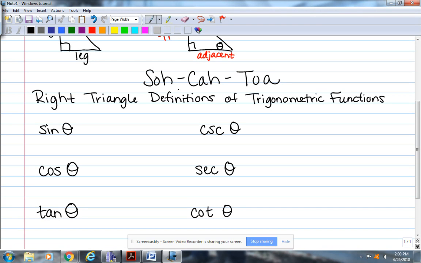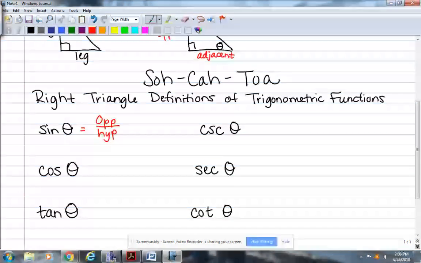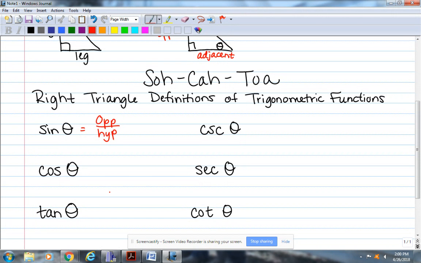So sine of theta, from the SO part, is going to be opposite over the hypotenuse. So you take the opposite of that angle and put it over the hypotenuse. Cosine is going to be adjacent over hypotenuse. That's why it's CAH, adjacent over hypotenuse. So what do you think tangent's going to be?